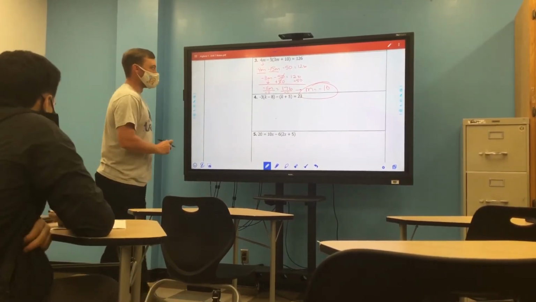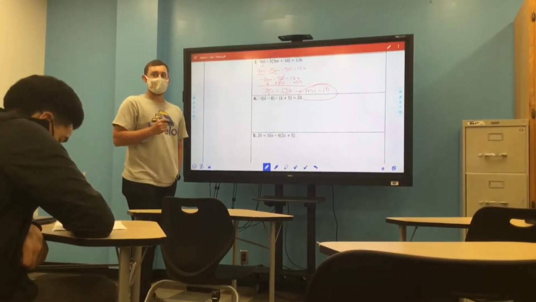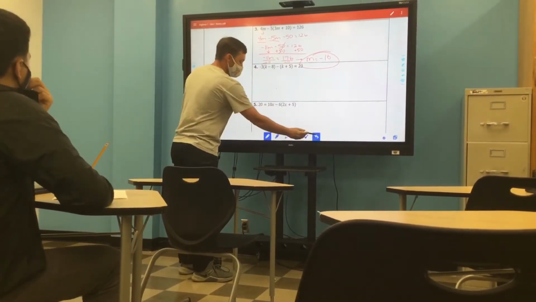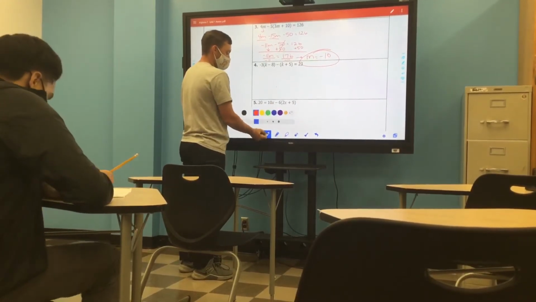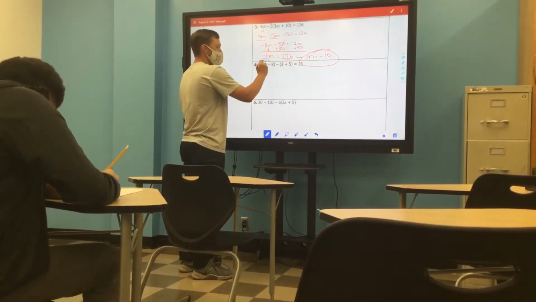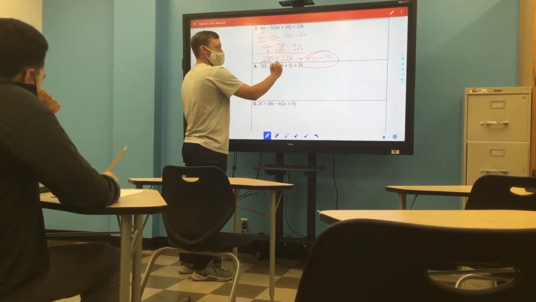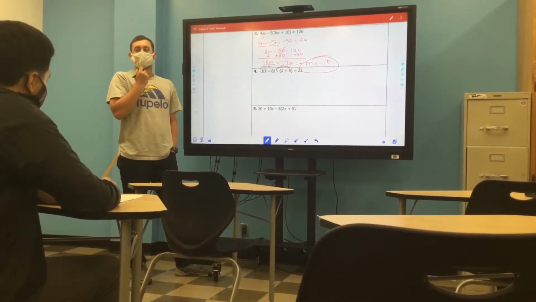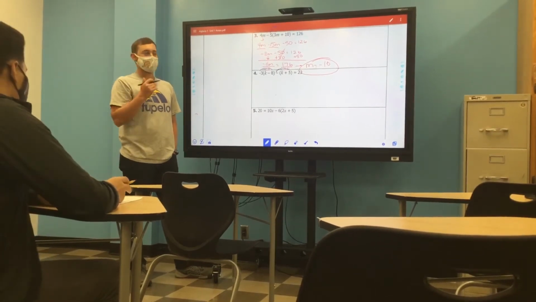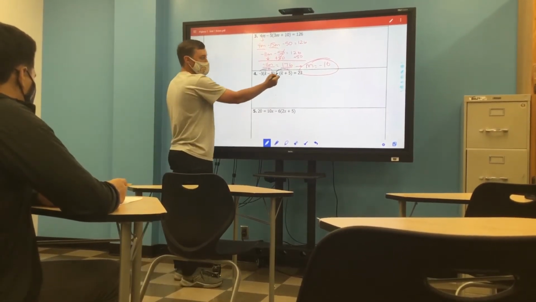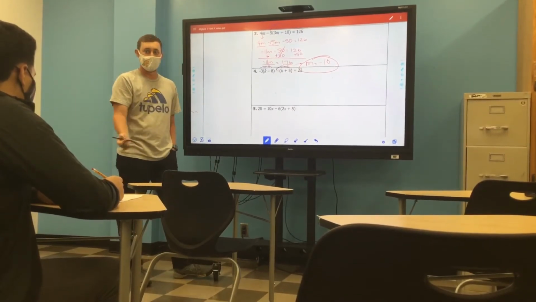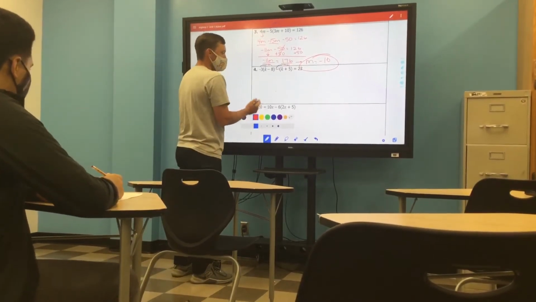Okay, so number 4 is a problem where you have to distribute into 2 different places. You got the -3 that gets multiplied in. You'll also have this negative that gets multiplied in. When you just have a negative, essentially that just changes your signs. This is basically just a -1 that gets distributed in, but it just flips your signs.